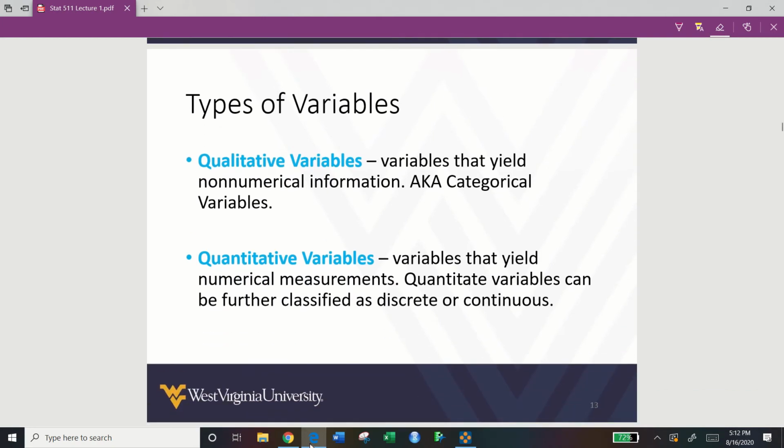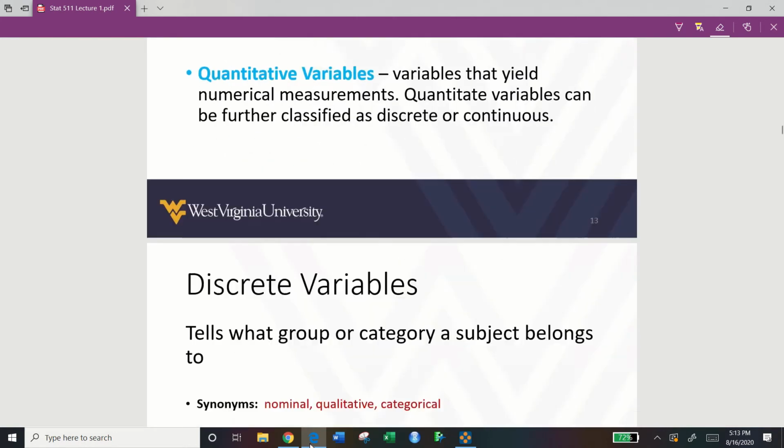So for us, we have types of variables. Two types of variables that we can define everything as: either qualitative or quantitative variables. Qualitative variables are variables that yield non-numerical information. These are also known as categorical variables. Quantitative variables are variables that yield numerical measurements, and the quantitative variables can then be classified as either discrete or continuous.